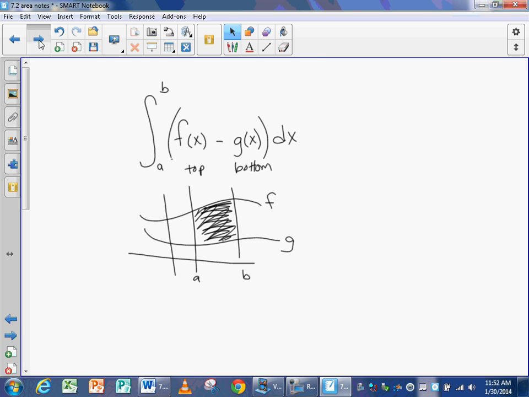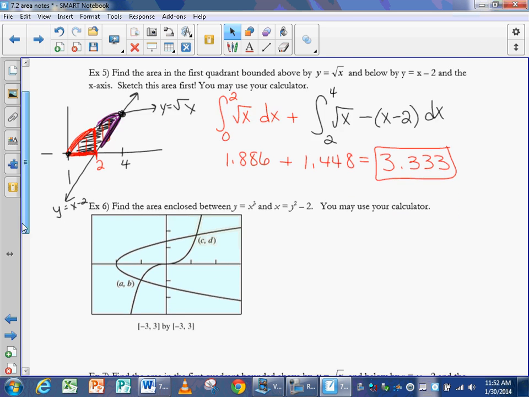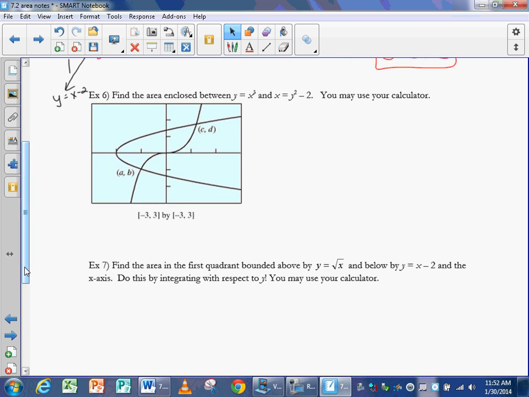So moving forward in our notes packet here, we left off at example 6. And the reason I left off here is an important one. If we look at this area enclosed between y equals x cubed and x equals y squared minus 2, when I go to shade in this region, it looks sideways this time. And we have one of our functions in y equals form and another function in x equals form, and that's just a little bit odd.